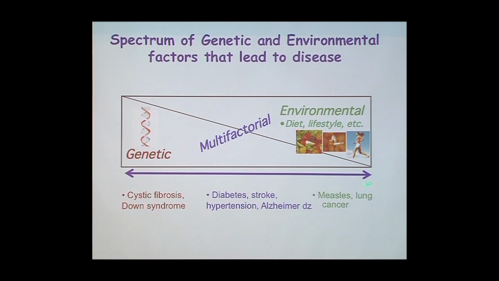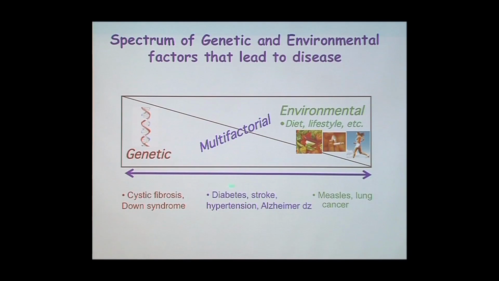At the other end of the spectrum are those diseases that are mainly due to environmental factors. So something like an infectious disease like the measles, okay? Or lung cancer that's due to cigarette smoke, something that is due to environmental insults. In between these two extremes are the majority of human diseases that are called multifactorial. And they're due to multiple factors, multiple genetic and environmental factors that come together in different ways.